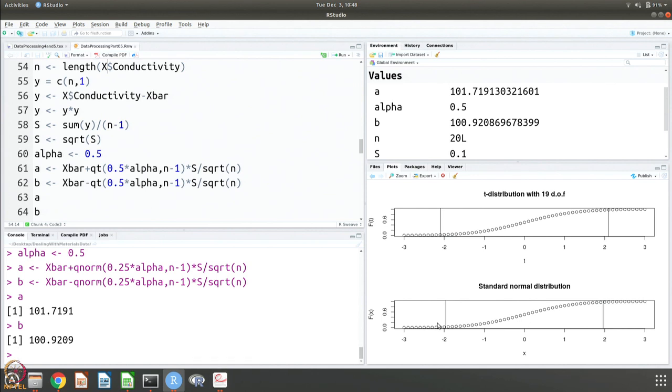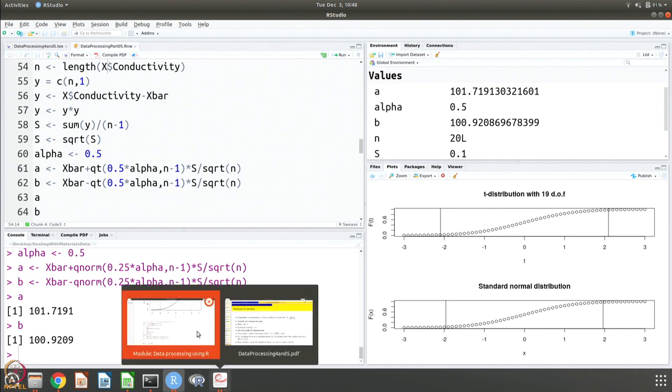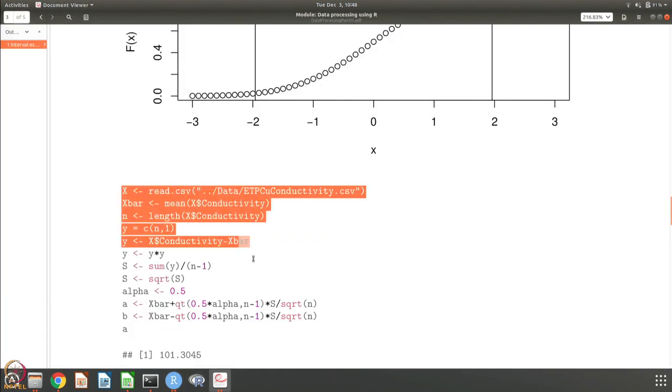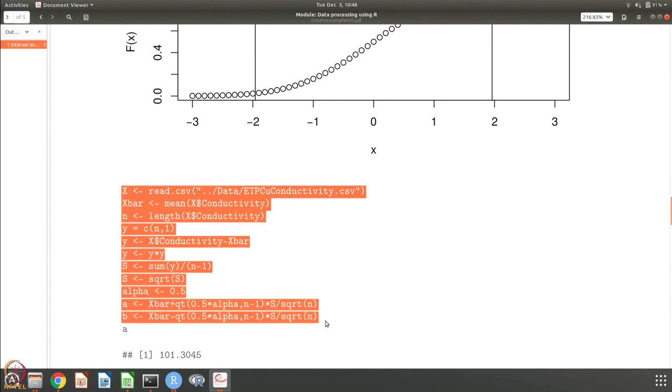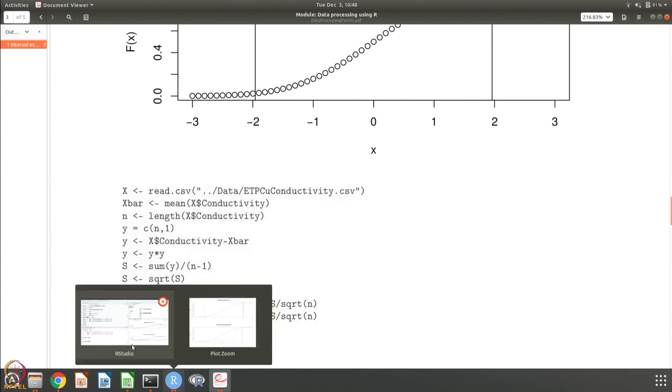And if you do, then if that alpha is 0.05, for example, 100 times 1 minus alpha gives 95, so at a 95% confidence level you can give this. In order to do that, let us take the conductivity copper data and do it here.